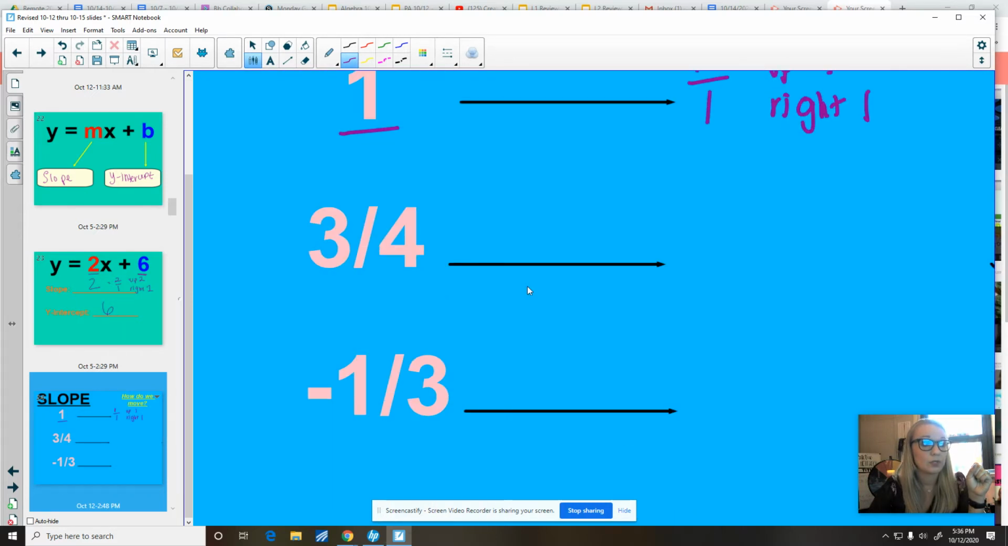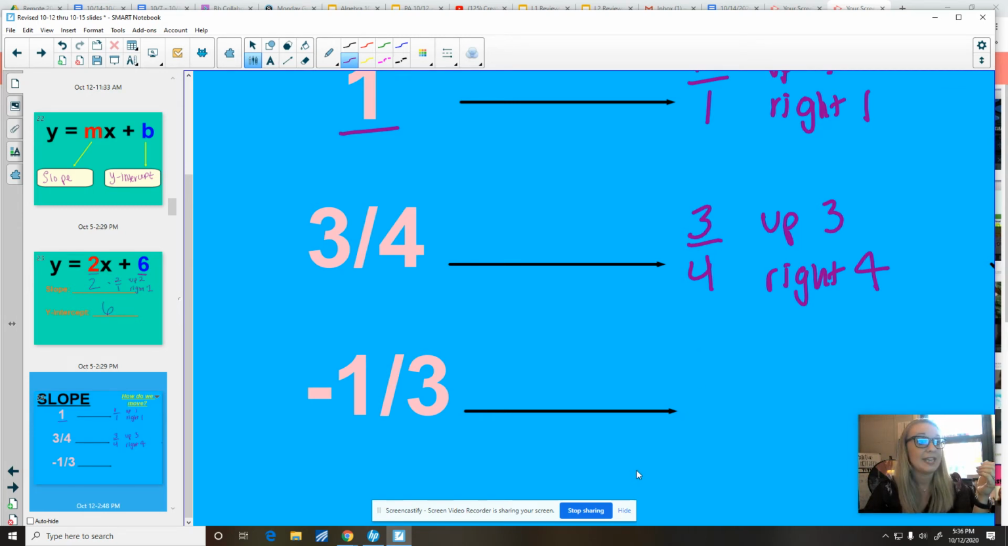If I gave you the slope of 3/4, that's already in a fraction, so we're good to go. That means that you'll be going up 3 and right 4. Because they're both positive, you know you're going to be going up 3, right 4.